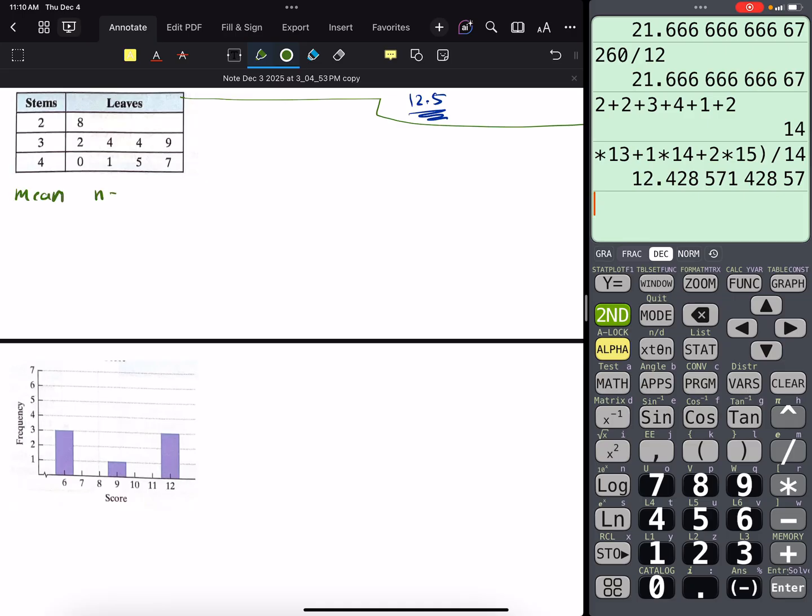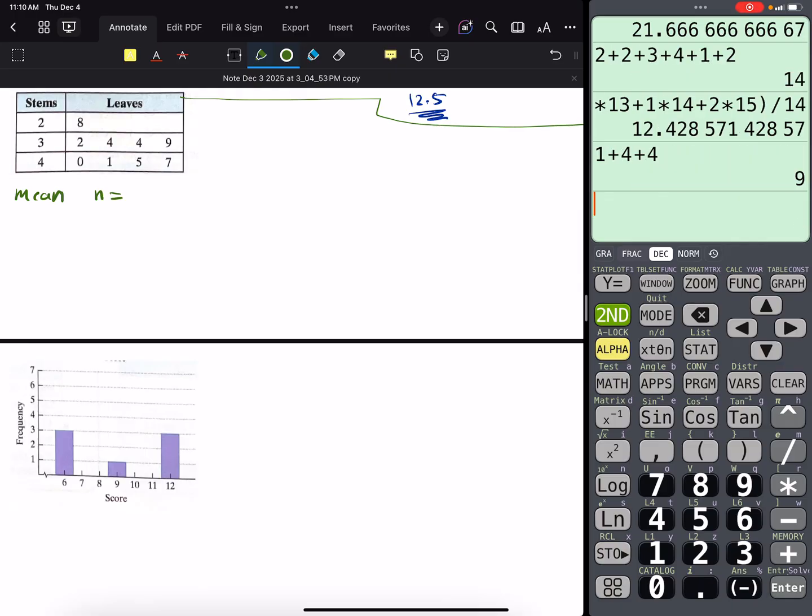Well, to find that, I'm going to need my n, which is my number of data points. And basically, each leaf represents a data point. And so I have one leaf off the first stem, 4 leaves off the second, and 4 leaves off the third stem. Well, that's going to be 9, right? I can write that down, 1 plus 4 plus 4, but it better be 9. Yeah, n equals 9.